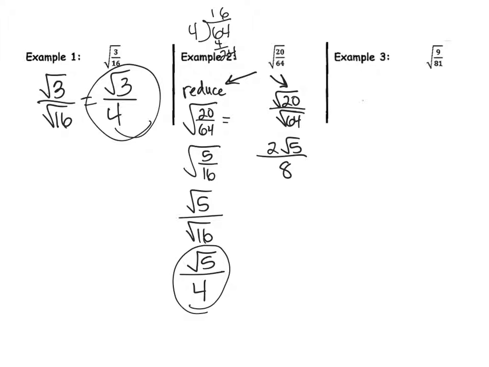There's something I'd like to talk to you about. I'm not going to touch the rad 5, but the 2 over 8, they're both on the outside of the square root. I can do that. What is 2 over 8? Simplified.